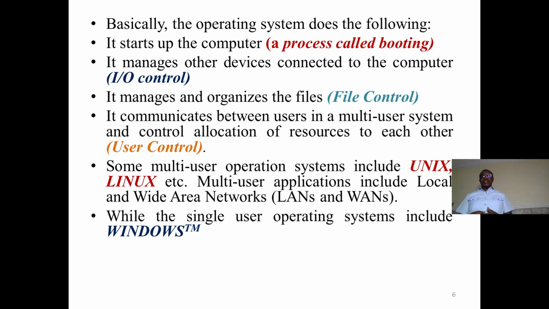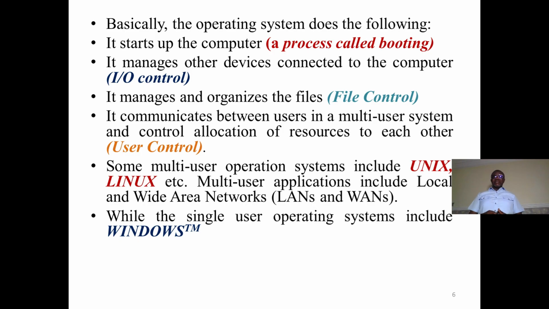Basically, the operating system does the following tasks. First one, it starts up the computer, a process called booting. It manages other devices connected to the computer, that is, performs the input-output control. It manages and organizes the files, a term known as file control.